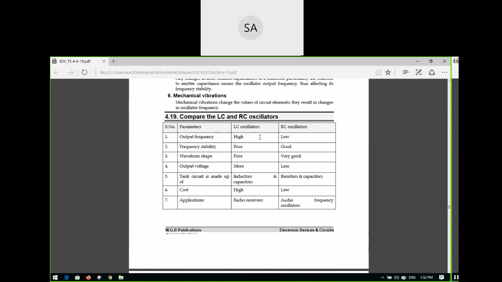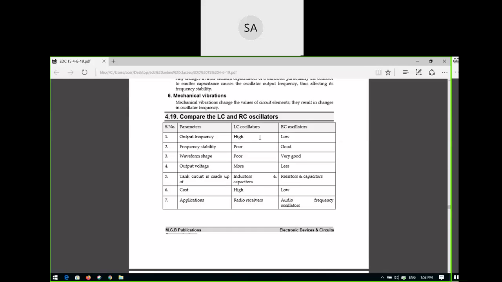High or low? LC oscillator has high frequency, correct or not? RC oscillator has low frequencies. Frequency stability, which one has the poor stability and which one has the good stability? RC oscillator frequency stability is high compared to LC, because LC oscillators are bulky in size. The size is more, and they will have frequency instability. So poor frequency stability is present in the LC oscillators.